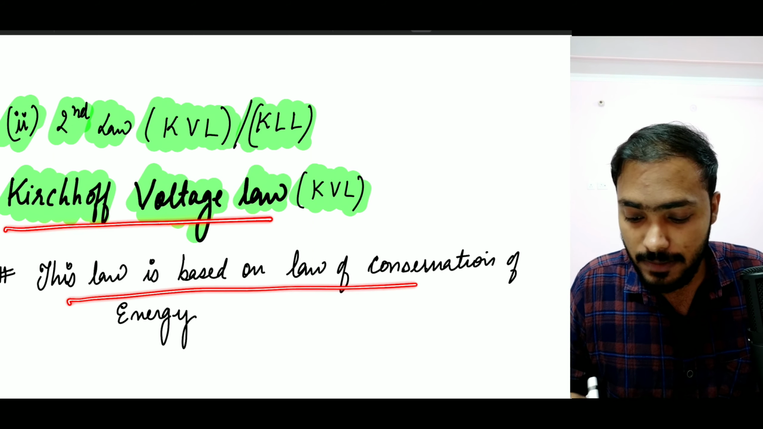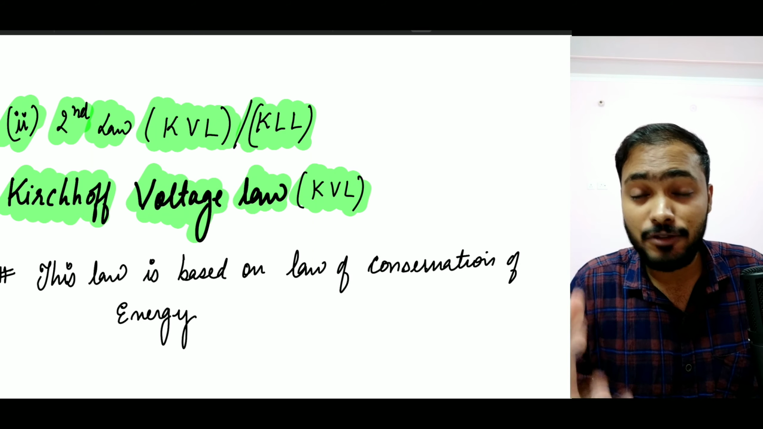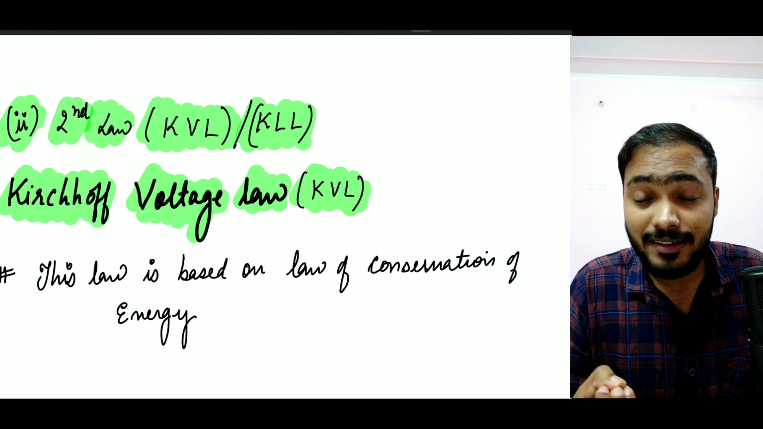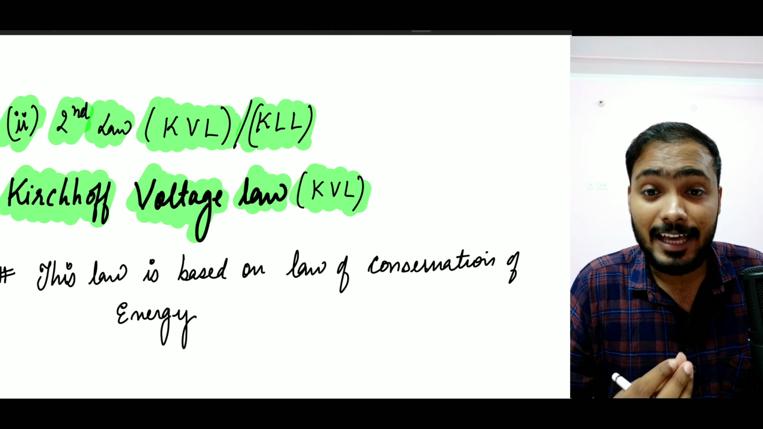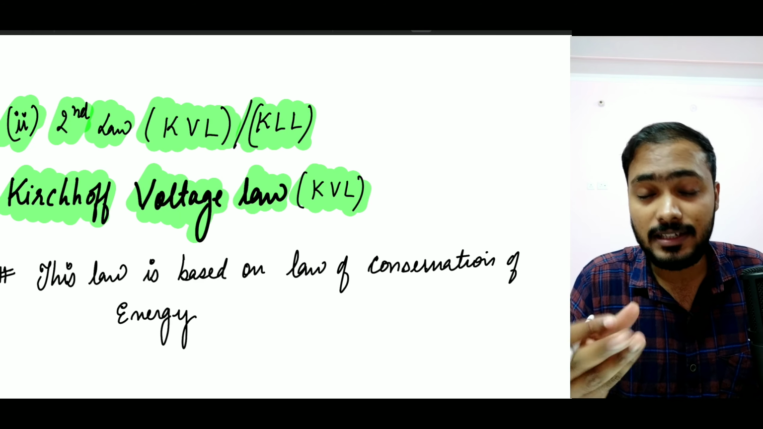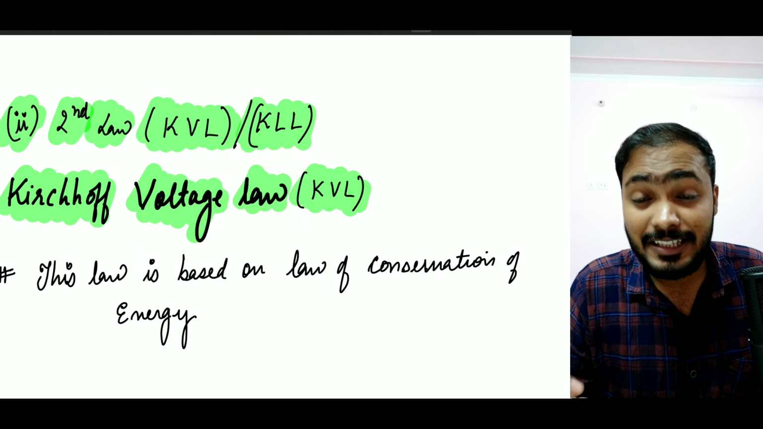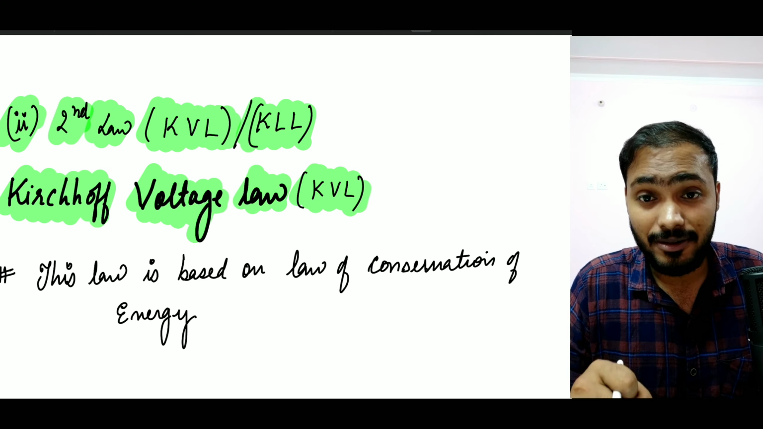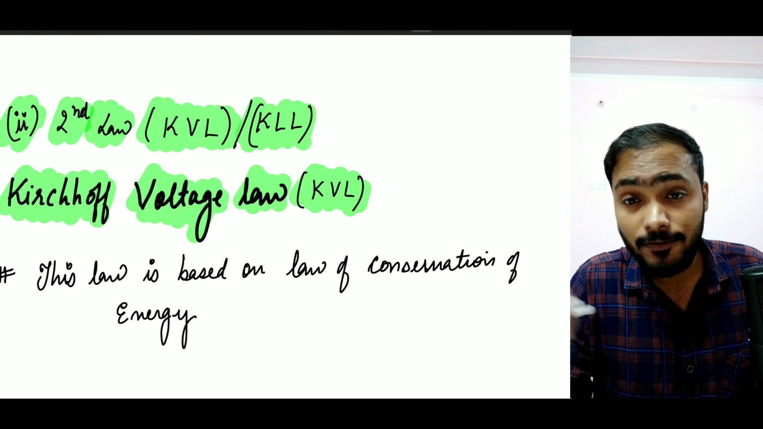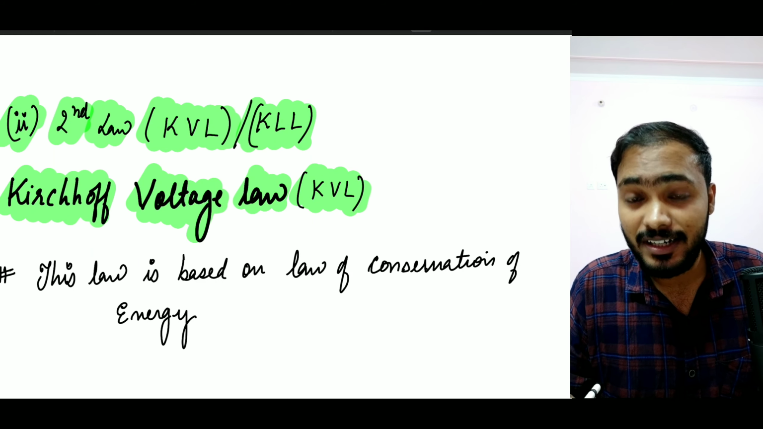So this law is based upon the law of conservation of energy. You already know energy can neither be created nor be destroyed inside a closed system. Obviously we're talking about inside a closed system. So inside a closed system, energy can neither be created nor be destroyed, right? It can be transferred from one form to another form. That is something which we already know, right?